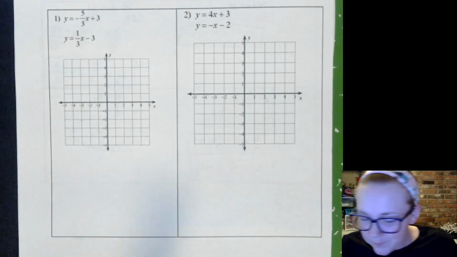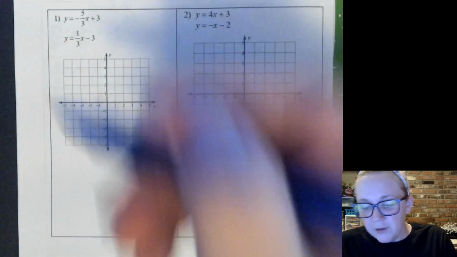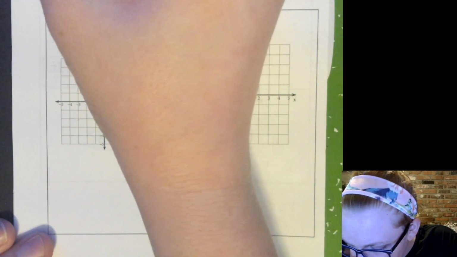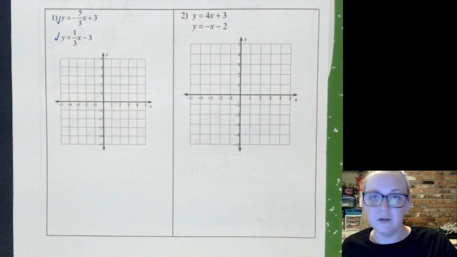All right, step 1. Do both of your equations look like y equals? That's what we're looking for. This one says y equals, this one says y equals. We're good. Let's start graphing.